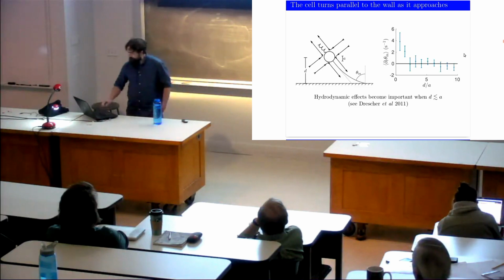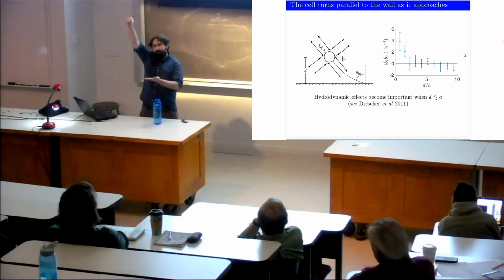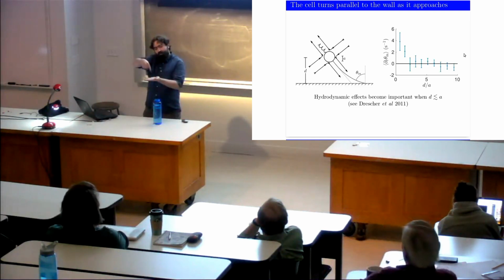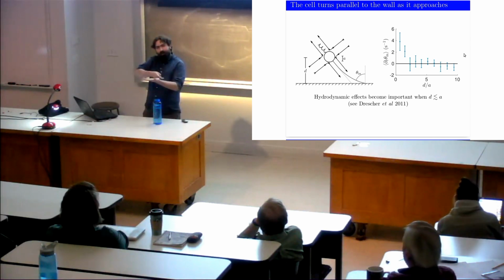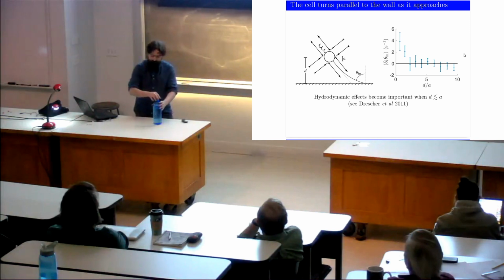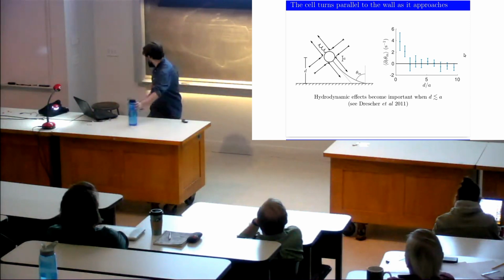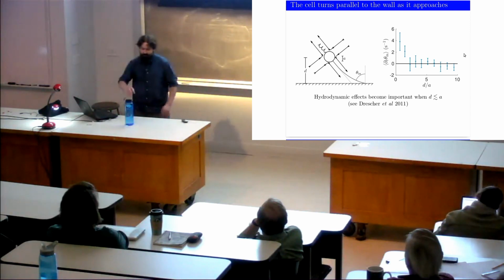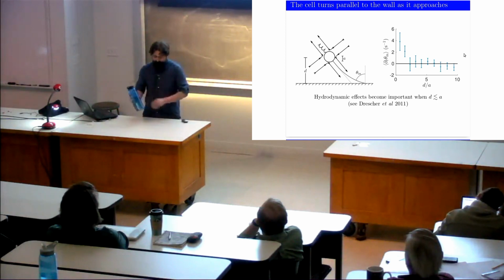So this is justifying the explanation for why a cell, as it swims towards the wall, would turn parallel to it, as we see. We can also imagine that something else takes over.